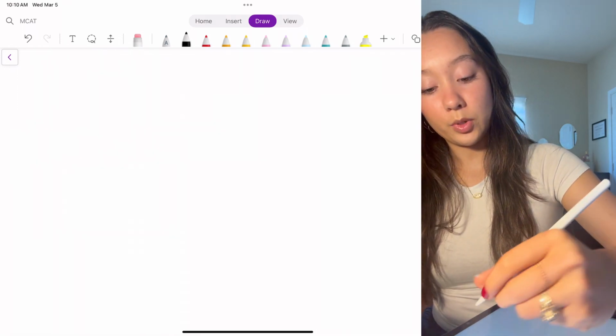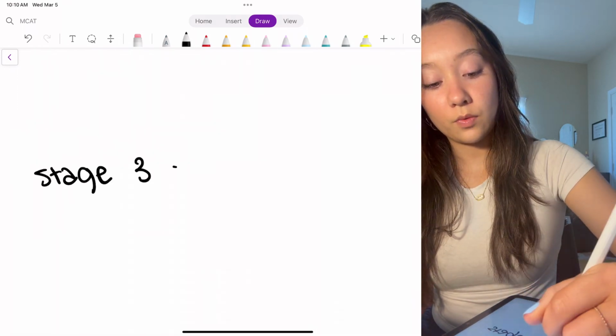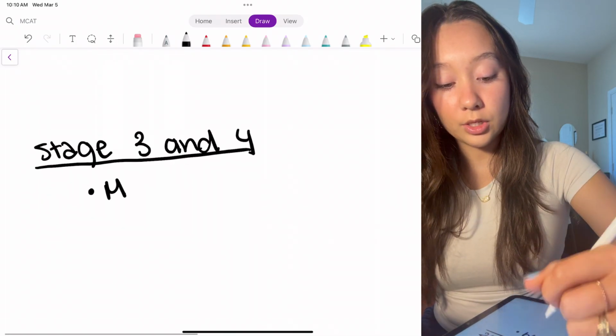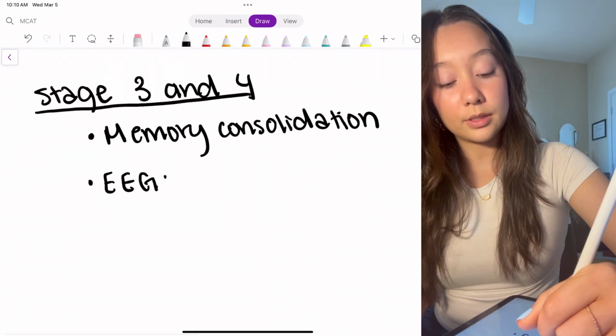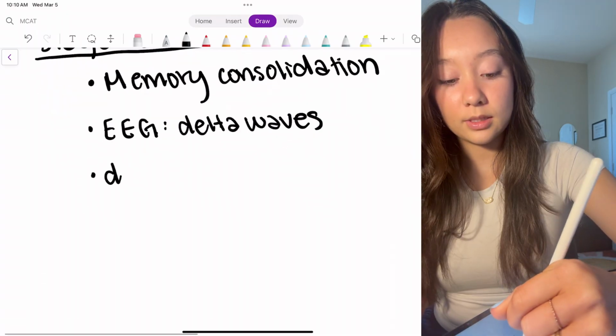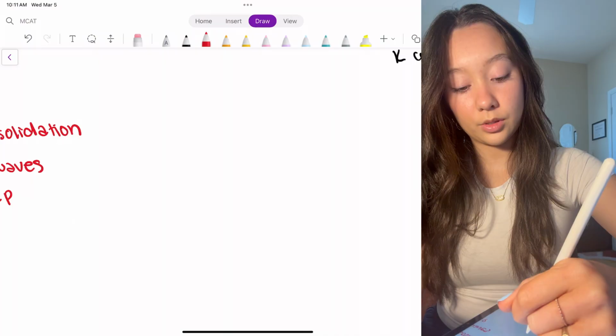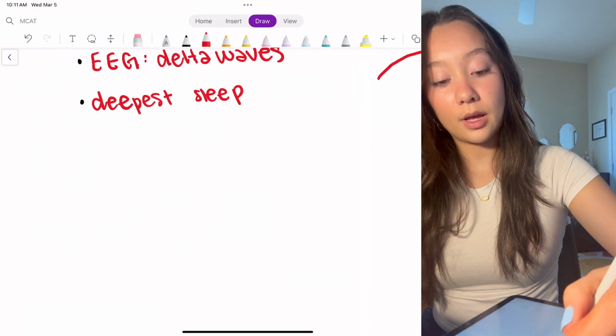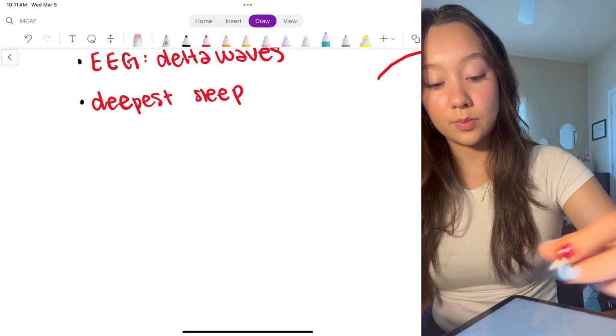Next, we are grouping stage 3 and 4 together. This is where memory consolidation occurs. In the EEG, this is going to be your delta waves, so the slowest waves, deepest sleep. It's going to look something like this. Slow wave sleep.